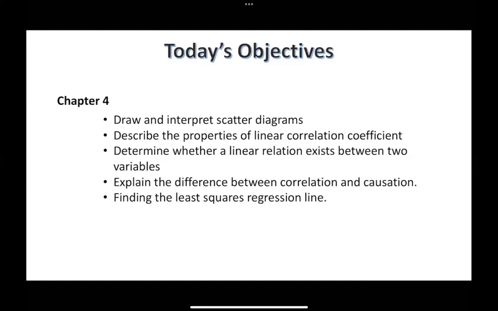Today we're going to look at chapter 4. This is one of my favorite chapters. I know I say that every week, sorry. We're going to talk about scatter diagrams, and we're going to look at something called a linear correlation coefficient. Then we're going to talk about the linear relation that exists between two variables. Before this, we've been studying one variable and crunching numbers with just one variable. Today, we're going to take two variables that we think are related to each other, and study their relationship to each other. Then we're going to talk really briefly about correlation and causation, and we're going to find least squares regression lines. None of this do you have to do by hand.